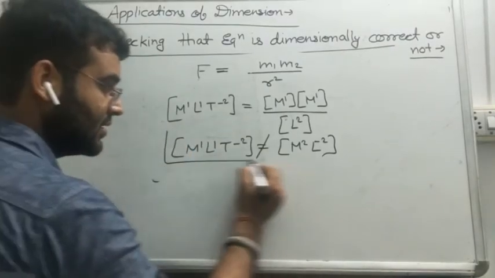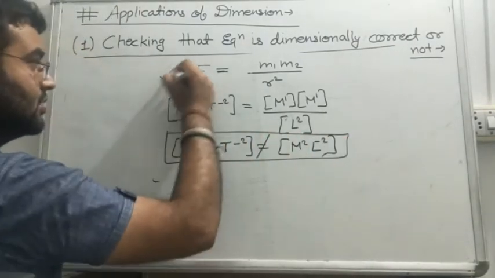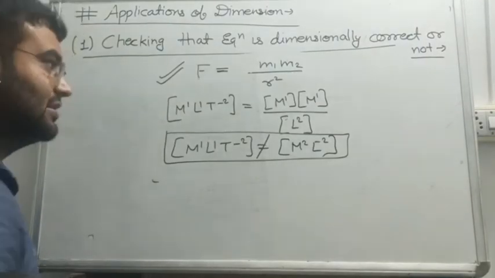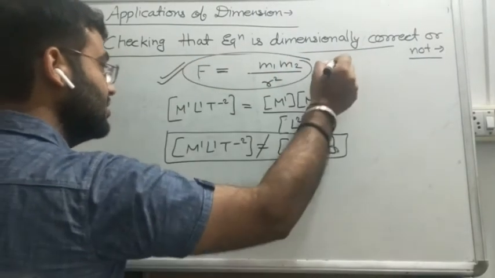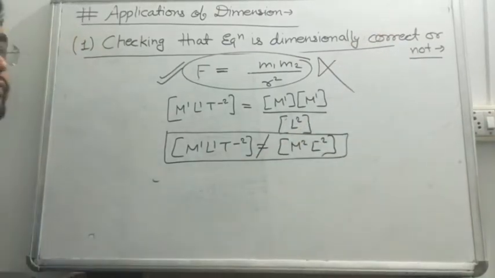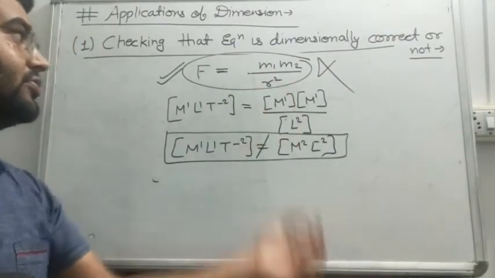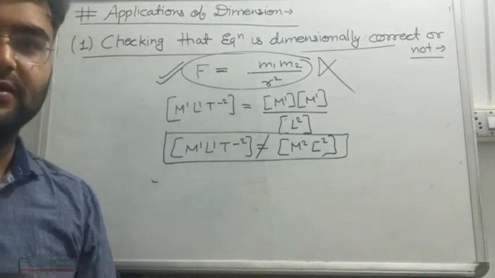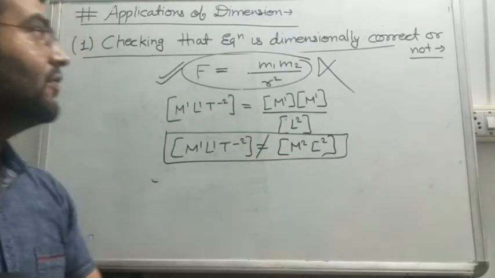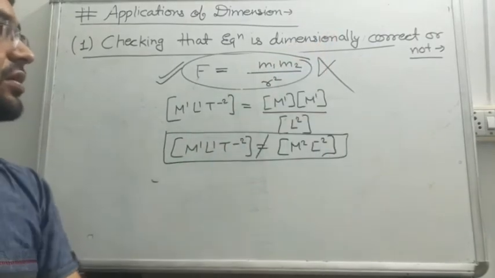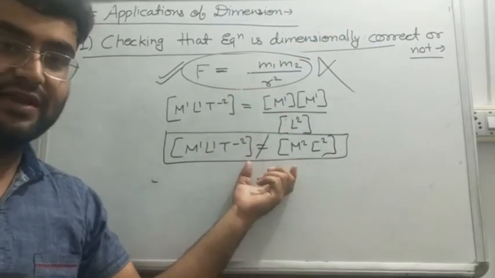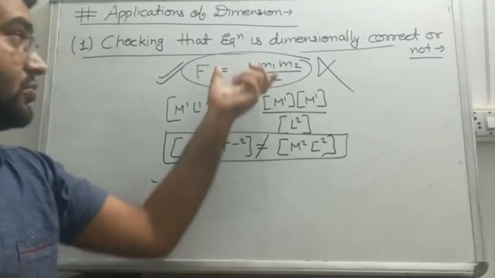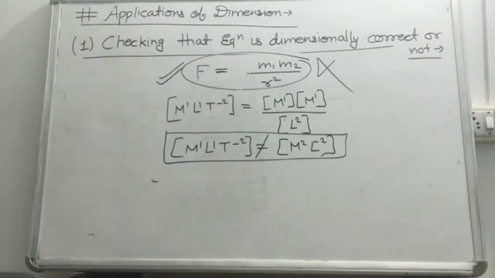That means this equation is not dimensionally correct. That means this equation is 100% wrong. Clear? Now you all know what is missing here? Capital G is missing. So with the help of a dimensional equation, you can check whether an equation is correct or not. So this is the first application of dimension.